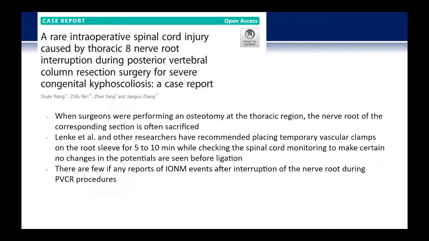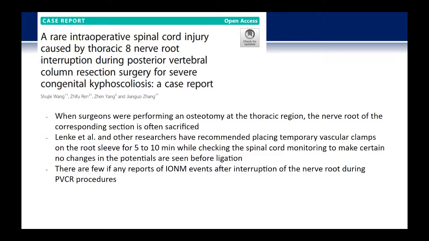And then again, I mentioned last week that we had some issues with the nerve root. So when we resected, we clamped the T8 nerve root on the left and checked our motors approximately 3 minutes after we clamped that nerve root and radicular artery, and we didn't have any neuromonitoring changes after that time. So we went ahead and sacrificed the nerve root, and then only several minutes after that, we began to start seeing neuromonitoring changes. So this was a case report that was interesting to me.